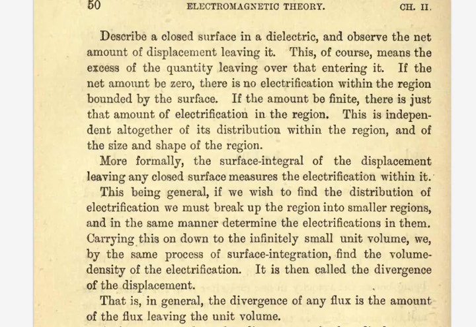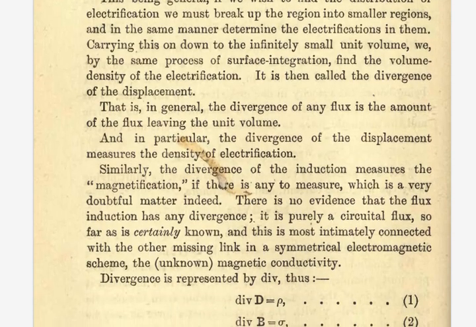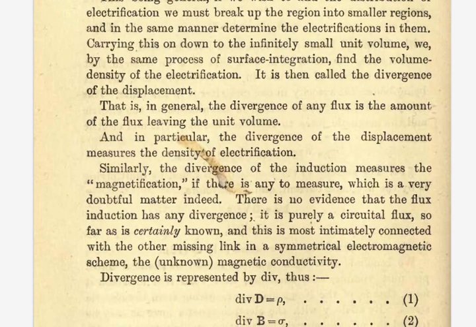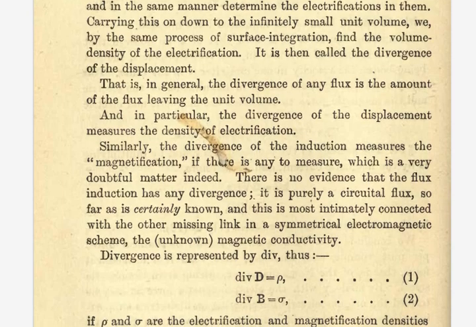This being general, if we wish to find the distribution of electrification, we must break up the region into smaller regions, and in the same manner determine the electrifications in them. Carrying this on down to the infinitely small unit volume, we, by the same process of surface integration, find the volume density of the electrification. It is then called the divergence of the displacement. That is, in general, the divergence of any flux is the amount of the flux leaving the unit volume, and in particular, the divergence of the displacement measures the density of electrification.